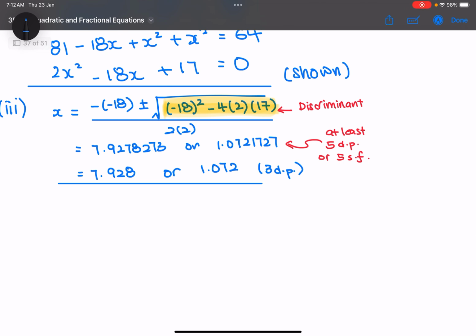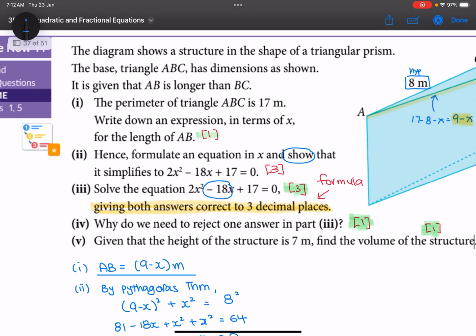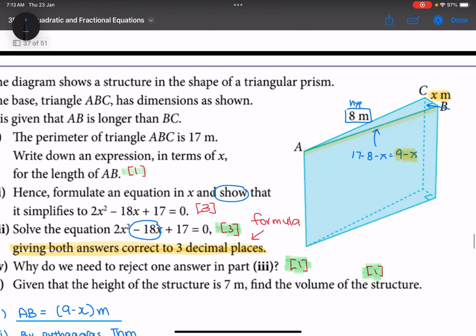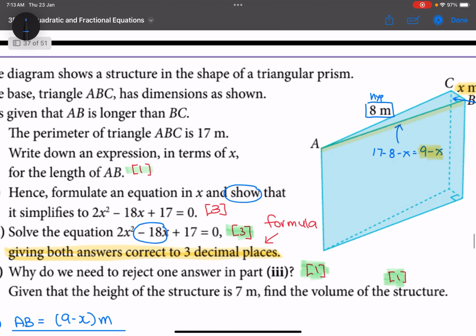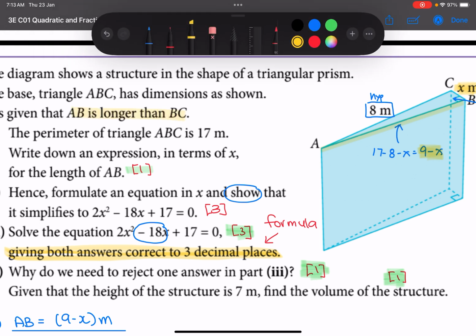you have to check both your answers. It cannot be more than 8. 9 minus 1.072. Oops, press wrongly. 9 minus 1.072. This is 7.9. Looks good. Let's continue and check the other one. AB is longer than BC. AB is longer than... Oh, it's here. It's not there. It's not about the hypotenuse. It's here. AB is longer than BC.